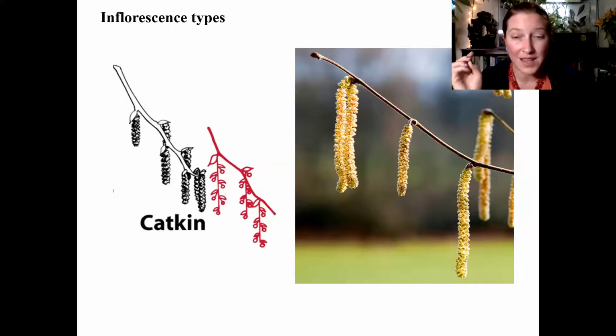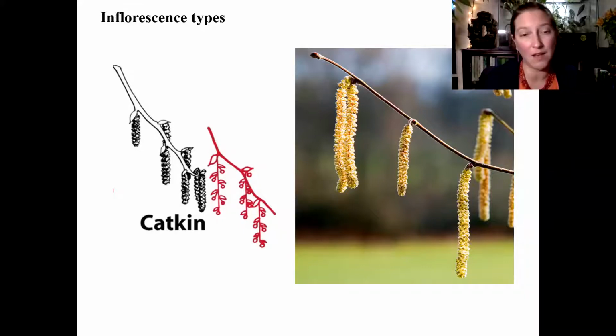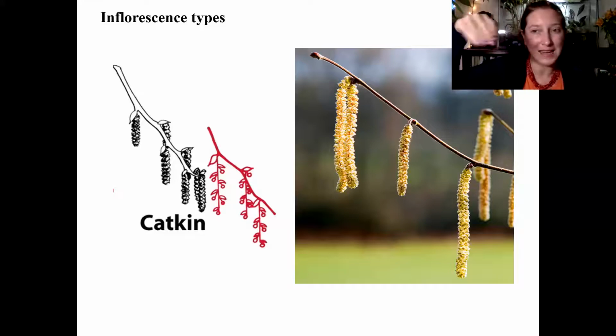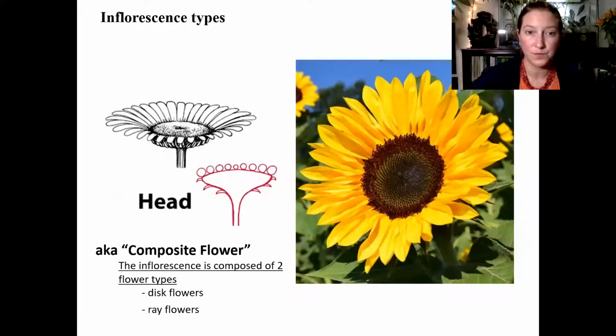Next, we have a catkin. Catkins don't look so much like a flower that you would think of. These are very common in spring. You've probably seen them on your car at some point this spring. But basically they hang down. These are things that you would find, for example, in birch, which has catkins, things like that.